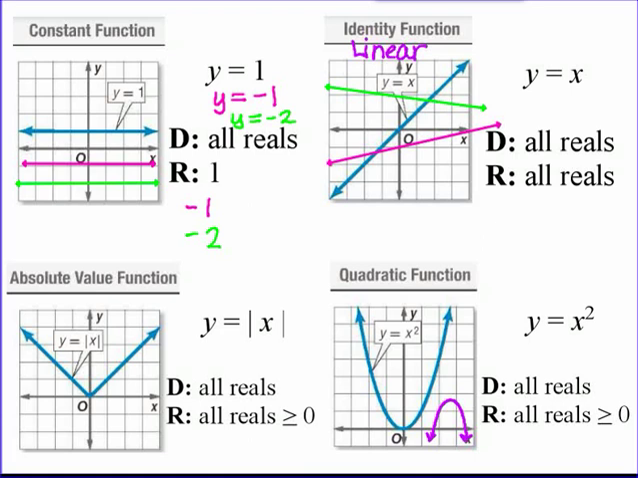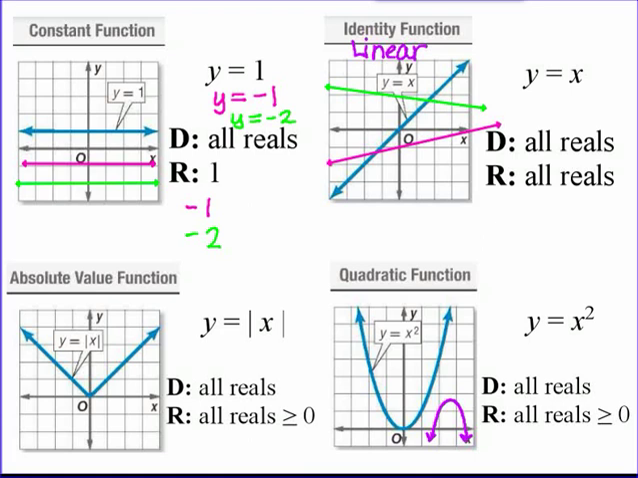I need you to memorize their shape. A constant function is a horizontal line. A linear or identity function is a line. An absolute value function is a V. And a quadratic function is either a smile or a frown. So that's what you need to remember for me.